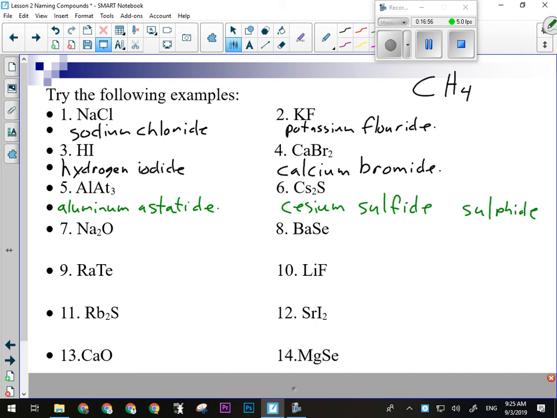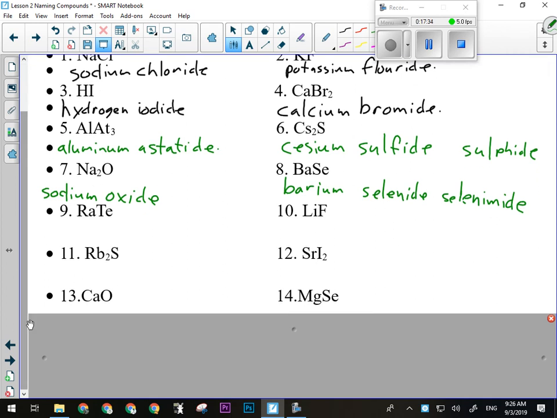Number 7, we've got sodium with oxygen. Again, the 2 doesn't matter for the name. This is sodium oxide. We've got barium with selenium, so that will be barium selenide or selenide. There's actually more than one way to write that too. That's an E in there. Sorry, my penmanship needs work, guys.